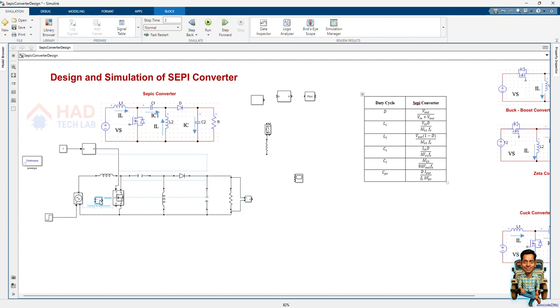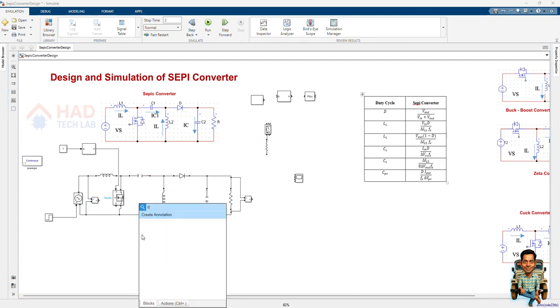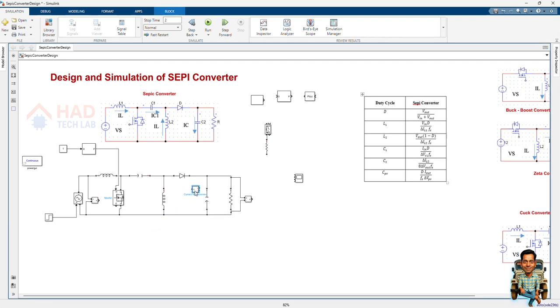Then connect another voltage measurement block to measure the input voltage here. Then the current measurement, connect it in series with the load. So let's measure all the outputs through the scope. First I will connect the input voltage, then the output voltage, then the current through the resistance R.